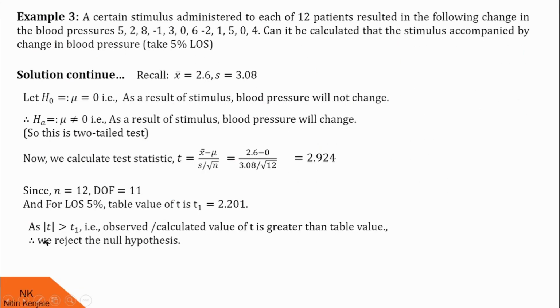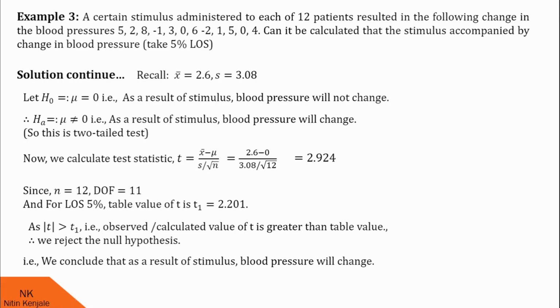I see mod of t is greater than t1. That is, observed value or calculated value is greater than the table value. So in this case, we usually reject the null hypothesis. And here in this context, when I reject the null hypothesis, I am saying as a result of stimulus, blood pressure will change. I hope guys you understood this solution.